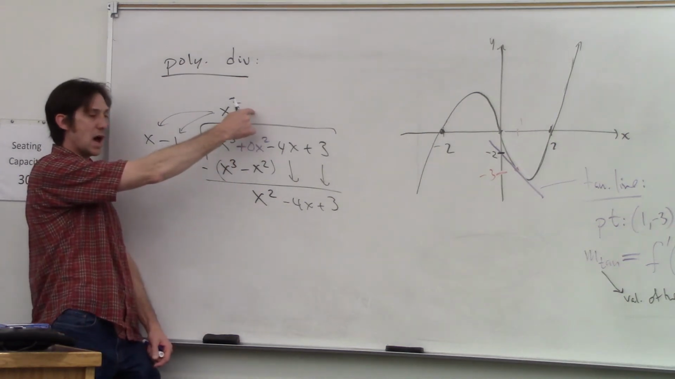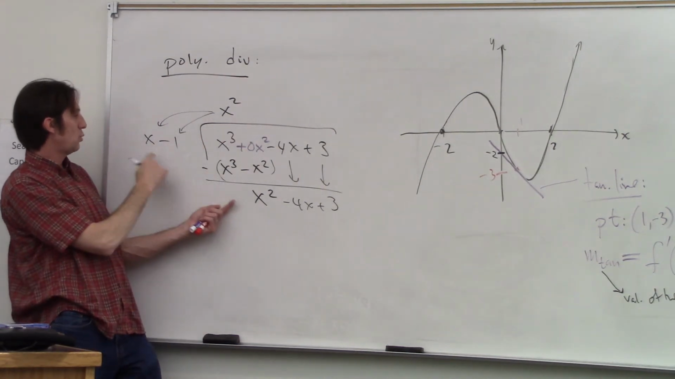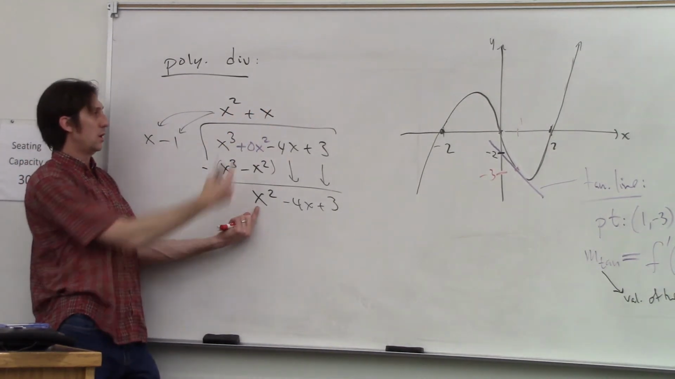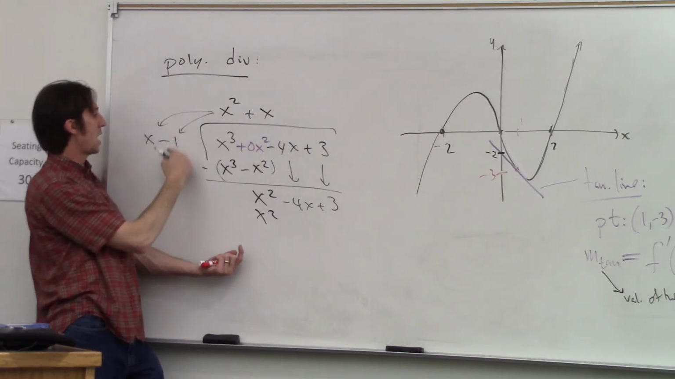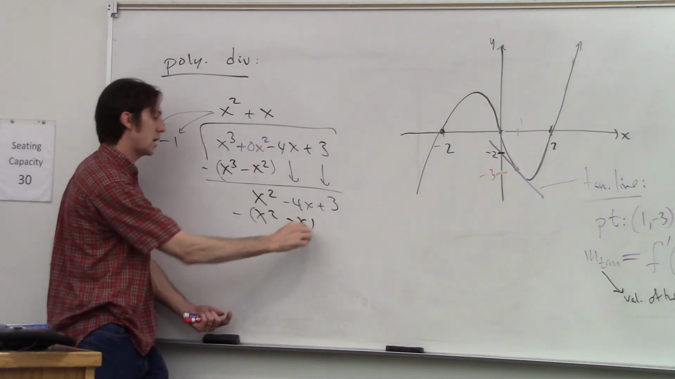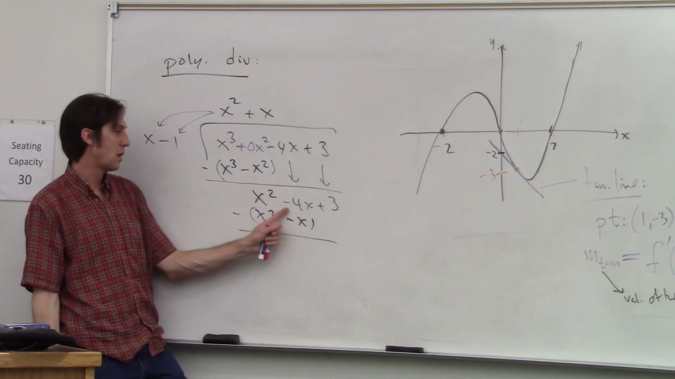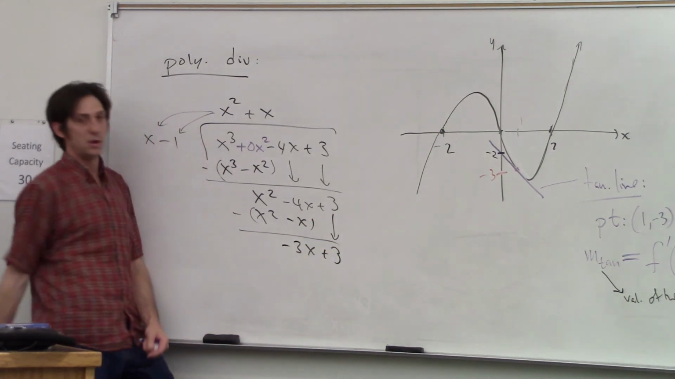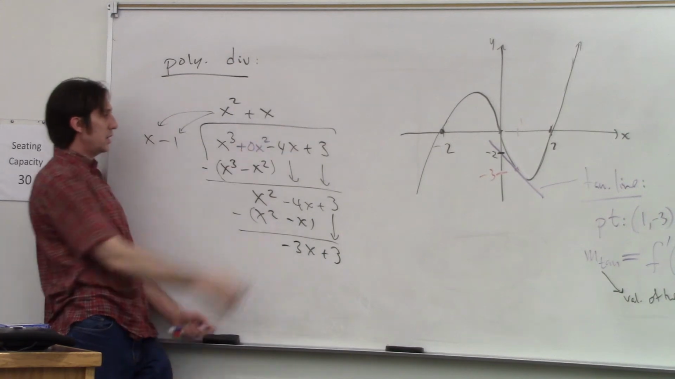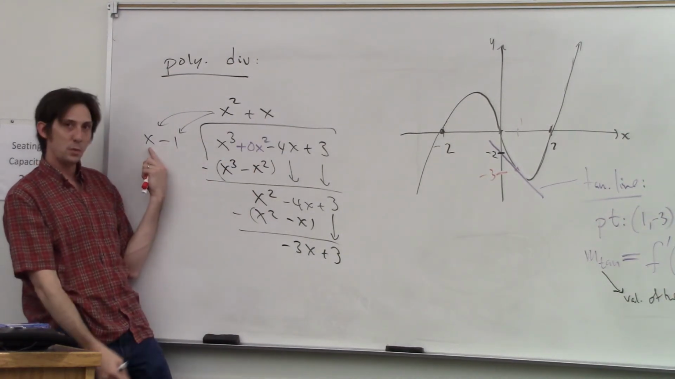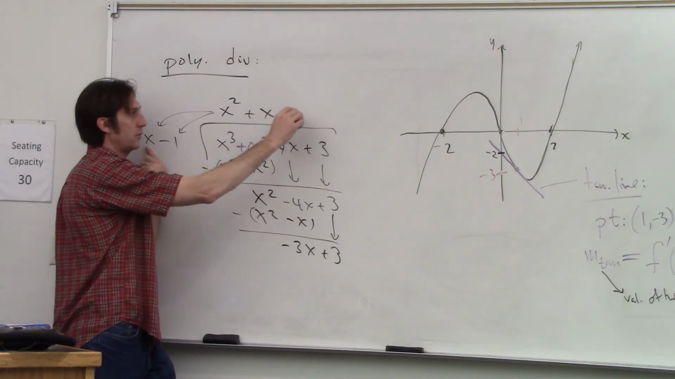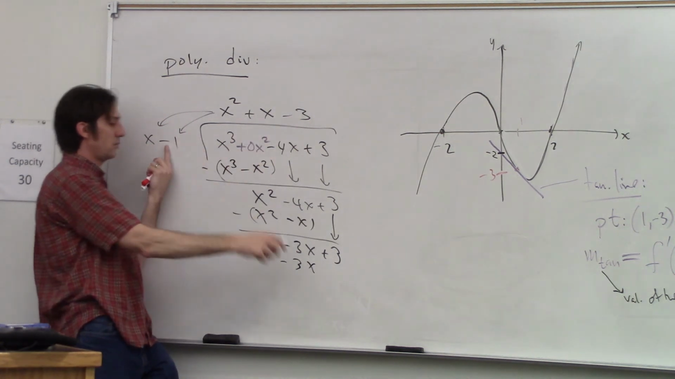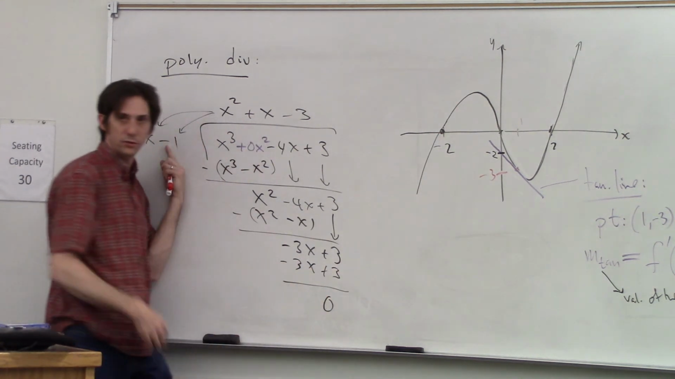The next expression up top should be what I want to multiply x by to get x squared now. And so that should be plus x. And so x times x is x squared, x times minus 1 is minus x. And then we subtract. X squared minus x squared is 0, minus 4x minus a minus x is minus 3x. Bring down the plus 3. The last number that goes up top should be what I want to multiply x by to get negative 3x, and so obviously that should be negative 3. Negative 3 times x is negative 3x. Negative 3 times negative 1 is plus 3, and I see that my remainder is 0.